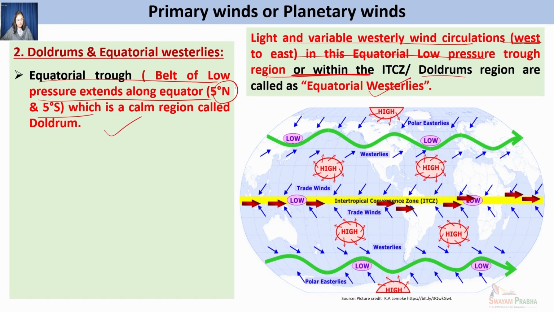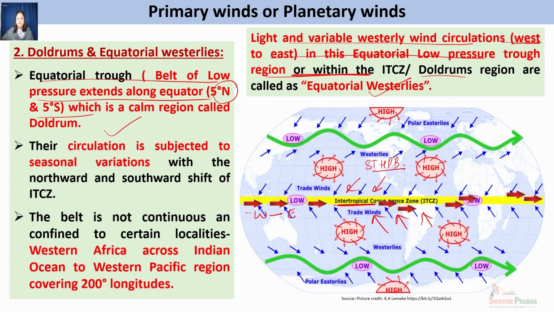So as you can see in this particular diagram, they blow from west to east within the intertropical convergence zone. You have the trade winds which are converging in these intertropical convergence zone coming from subtropical high pressure belt region towards these equatorial low pressure belt regions. As the trade winds converge and ascend, the central part is a calm zone in the equatorial area where these light and variable winds blow from west to east, which are called as equatorial westerlies.